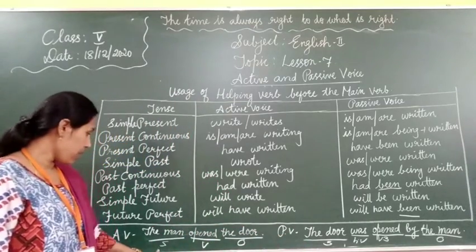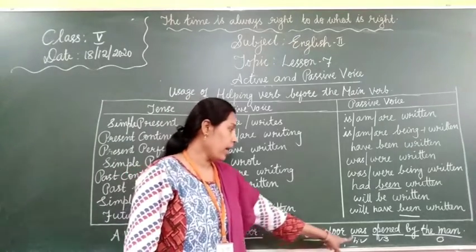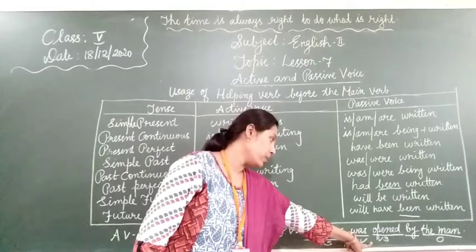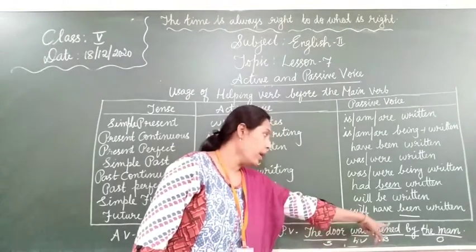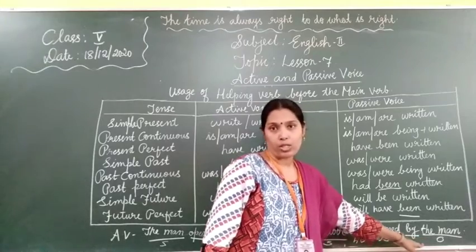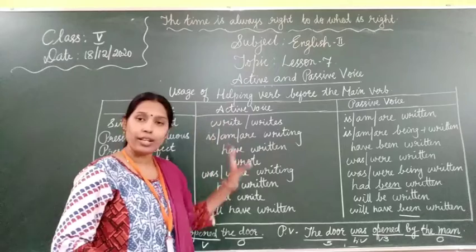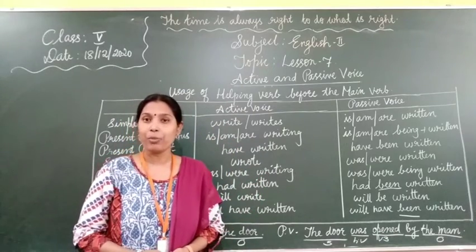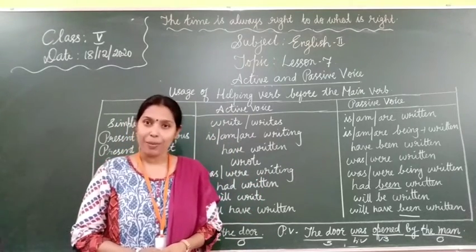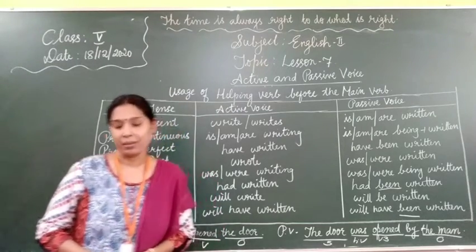In active voice, subject, verb, object. In passive voice, subject, helping verb plus verb 3 form, that is V3. Then the preposition by should be used before the object. Okay, children, I hope you all understood this. You have to learn this form, then only you will be able to convert active into passive voice. Okay? Now we will move on to the textbook exercises.